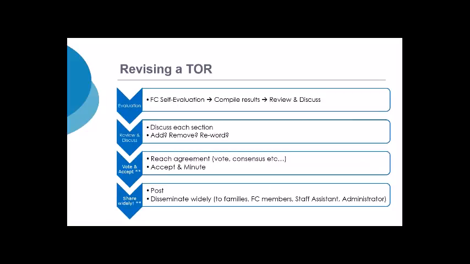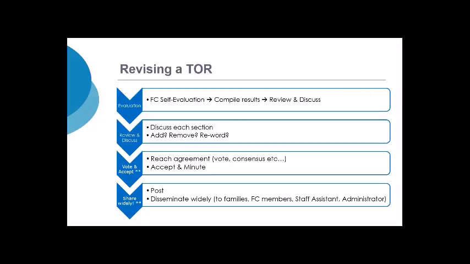Now, if you're revising it, so let's say that September is always your terms of reference month, you'd want to do a self-evaluation first. So you'd want to have a discussion or a survey about how was this last year for us? Do we want to make any changes? Do we want to change our goals? Do we need to tweak things? So do an evaluation, compile the results, and then have a discussion about it.